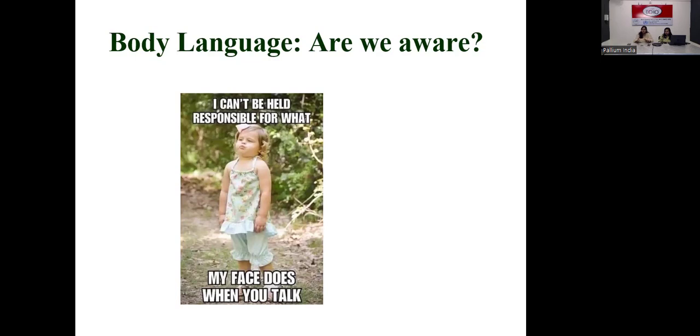So these kind of body postures, these things reveal a lot of what is actually going on behind your head. Body posture or body language plays a very crucial role when it comes to communication. As you can see from the picture, I can be held responsible for what my face does when you talk.